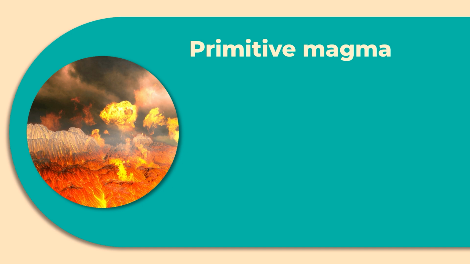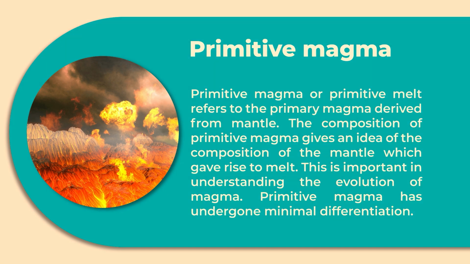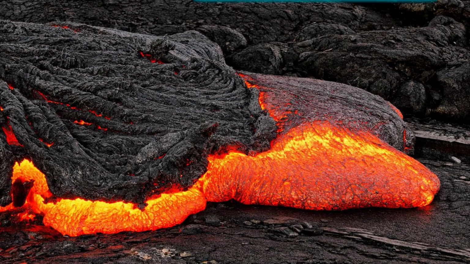Now primitive magma, also known as primitive melt, refers to the primary magma derived from the mantle. The composition of the primitive magma gives an idea of the composition of the mantle which gave rise to the melt. So its understanding is very significant, because with this knowledge we come to know about the evolution of magma. Primitive magma has undergone minimal differentiation.